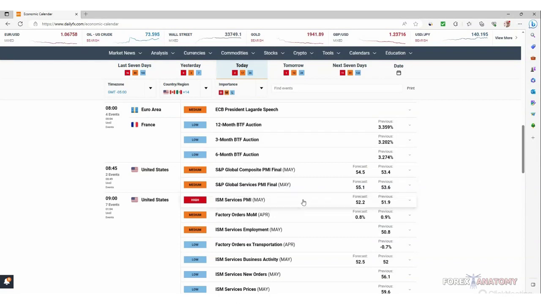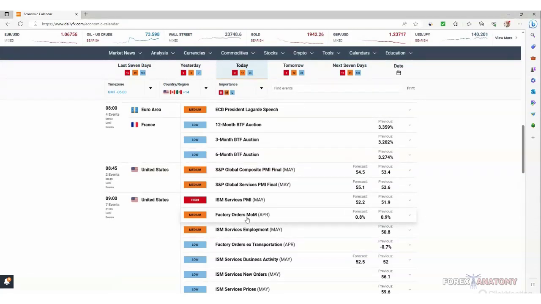But the most important measure, especially for the United States, is the ISM Services PMI data, the Institute of Supply Management. I think that's what that acronym stands for. And then we have factory orders coming out in the same hour. But that's going to be released in an hour.